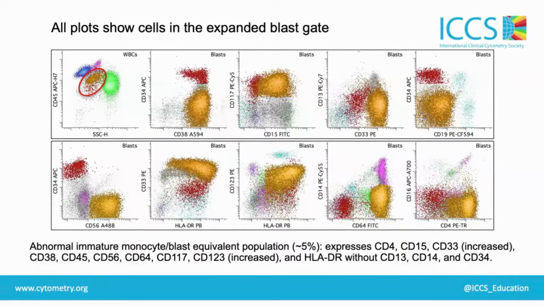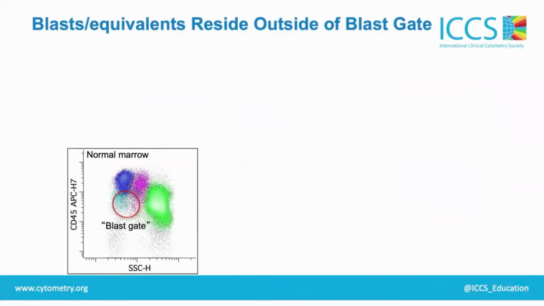In this case, the abnormal blast sits outside of the typical blast gate. If you only focus on the cells in the blast gate, which show the normal antigen pattern in this case, you may entirely miss the abnormal cells that represent MRD. CD45 versus size scatter gating is an initial strategy for blast identification in many clinical labs and provides a useful starting point to distinguish blasts from other maturing cells. But not all blasts reside in the blast gate.